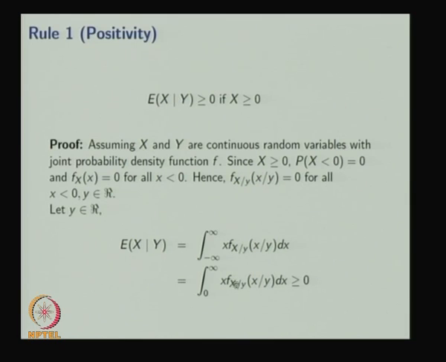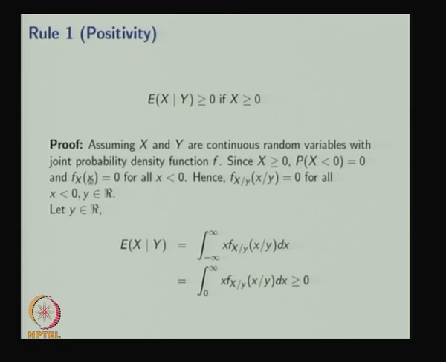Rule 1 says, if X is greater or equal to 0, then the conditional expectation of X given whatever the random variable Y is, is always going to be greater or equal to 0. If X is greater or equal to 0 with probability 1, that is, whenever X is non-negative, then the conditional expectation is also going to be non-negative. That is the positivity property.